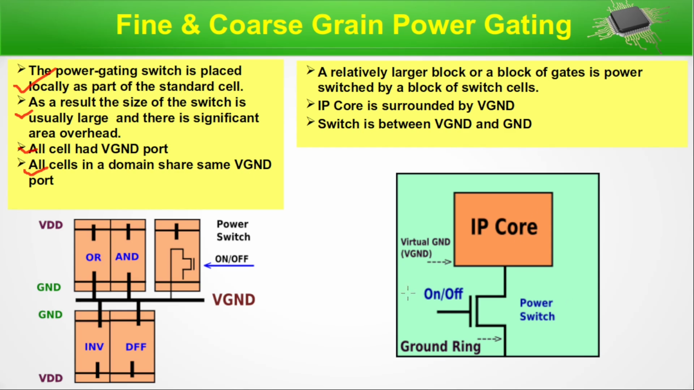In case of coarse gating, a relatively larger block or a block of gates is power switched by a block of switch cells. The IP core is surrounded by a virtual ground. This is the IP core. Now this is the virtual ground and this is the actual ground. In between, a switch is there, which is between this virtual ground and actual ground. And this is the representation. In between is the IP core, this one is the virtual ground and this one is the actual ground. The power switch is there. So it's a bigger block that is power gated. In case of every standard cell, each gets its own power switch. So this is fine grain and coarse grain power gating.